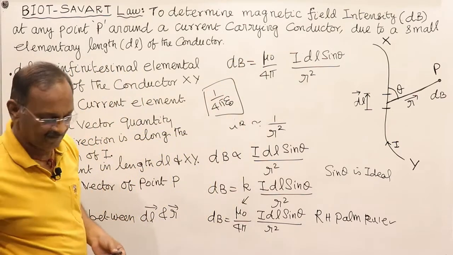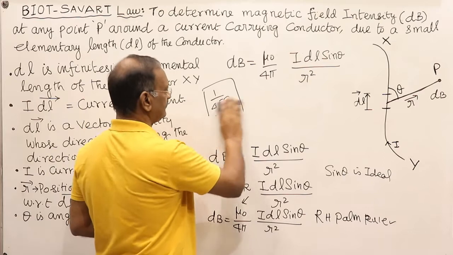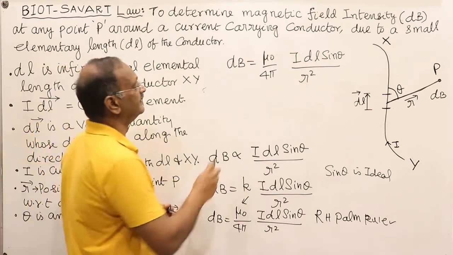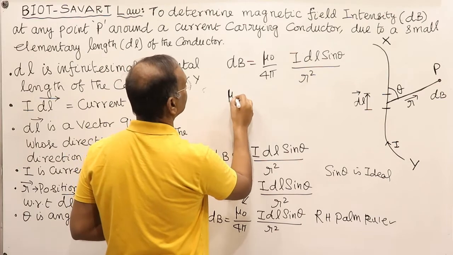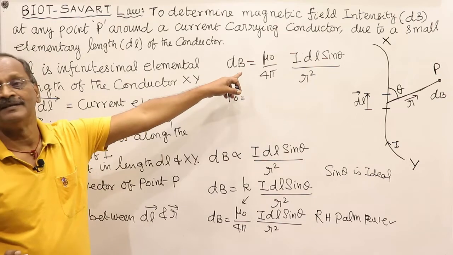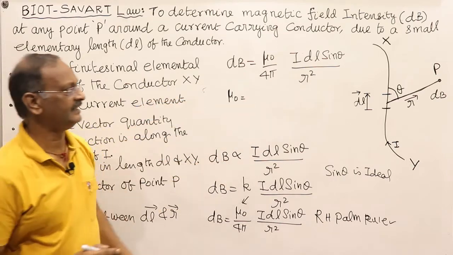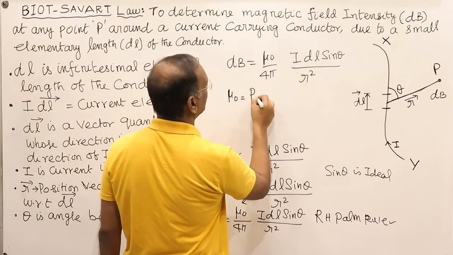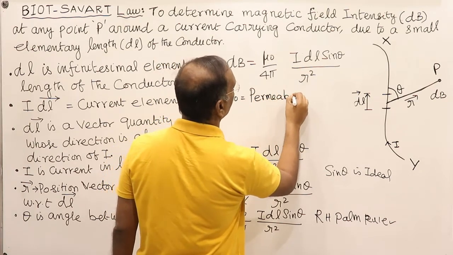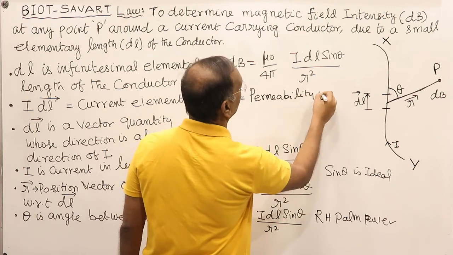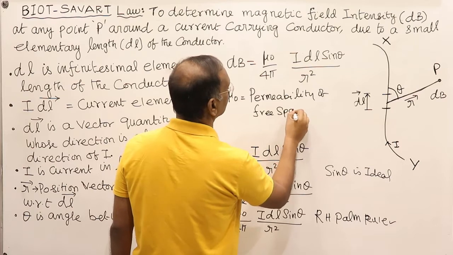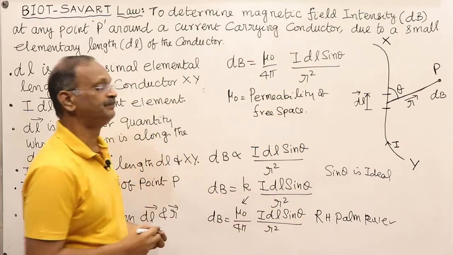What is mu naught? Mu naught is the permeability of free space. There, epsilon naught is called permittivity. In electrostatic Coulomb's law, it is the permittivity of free space. Here it is permeability. In magnetism, it is the permeability of free space.